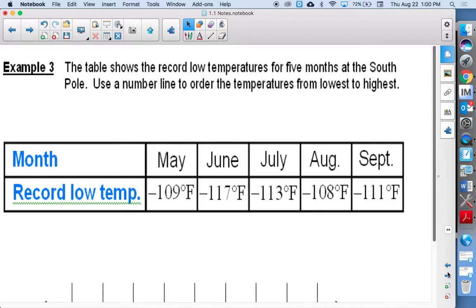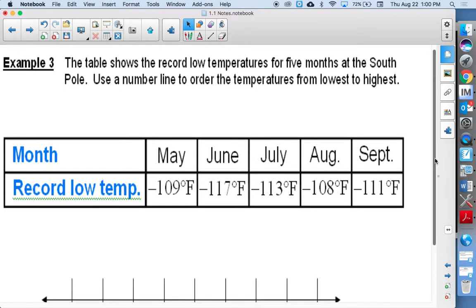All right, example 3. The table shows the record low temperatures for 5 months at the South Pole. Use a number line to order the temperatures from lowest to greatest.